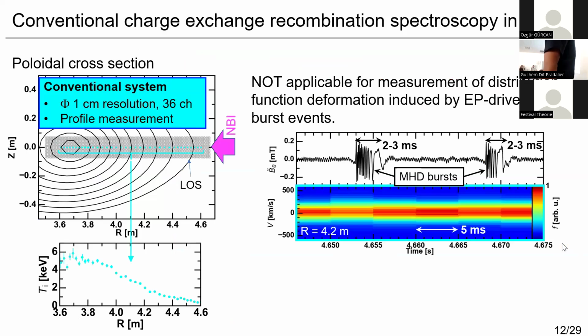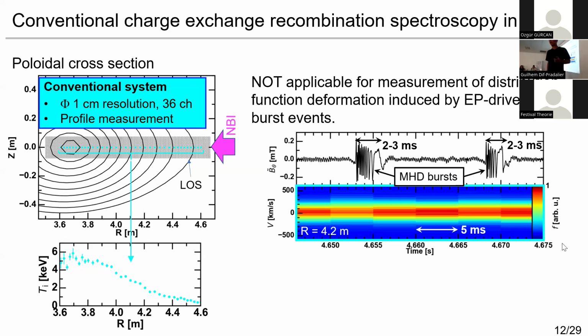So let me show a practical example of the measurement of the CXS in LHD. First of all, I will talk about the conventional system. What I'm showing on the left is the toroidal cross-section of LHD. We have an elongated, elliptical shape of the toroidal cross-section. What I'm showing as gray dots here is a projection of the line of sight of our charge exchange recombination spectroscope. We have a total of 100 channels in the radial direction and 15 channels in the vertical direction.